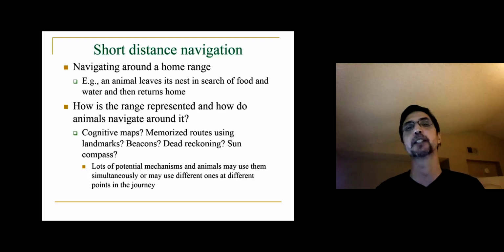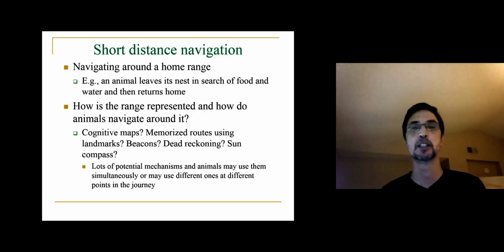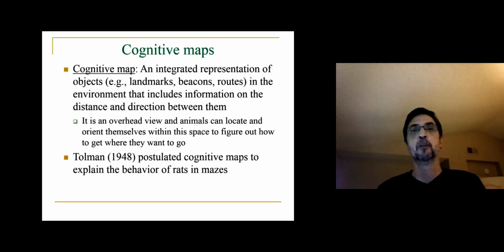And what we're going to see is that there's lots of potential mechanisms that animals can use, and some animals use some mechanisms, other animals use others, and in many cases they're also able to use lots of different mechanisms in different situations or at different parts of a journey. But I want to start with a discussion of cognitive maps.